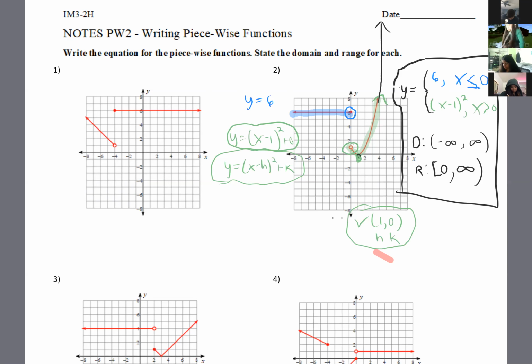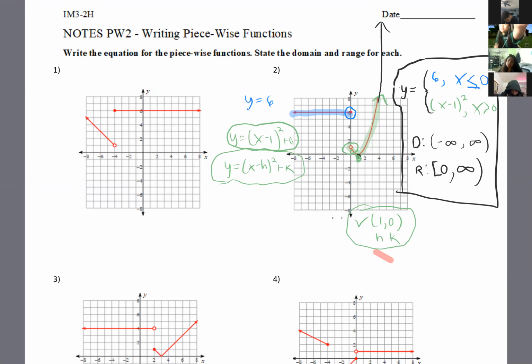Wait, Mr. Morrison, how come x is greater than 0? Because the graph is going forever to the right. Oh, okay. Anytime the arrow is going to the right, you say greater than. If the arrow is going to the left, you say less than. If it stops on both sides, x is between two numbers. We'll do that on number 4.